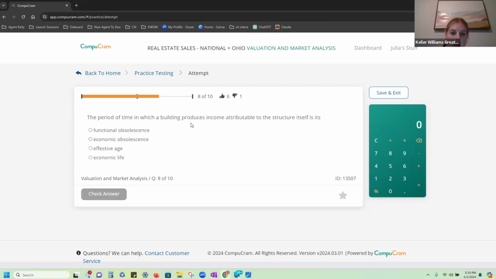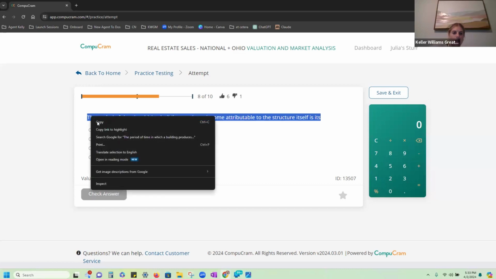The period of time in which a building produces income attributable to the structure itself is it A, functional obsolescence; B, economic obsolescence; C, effective age; or D, economic life. So the period of time in which a building produces income attributable to the structure itself is it what?